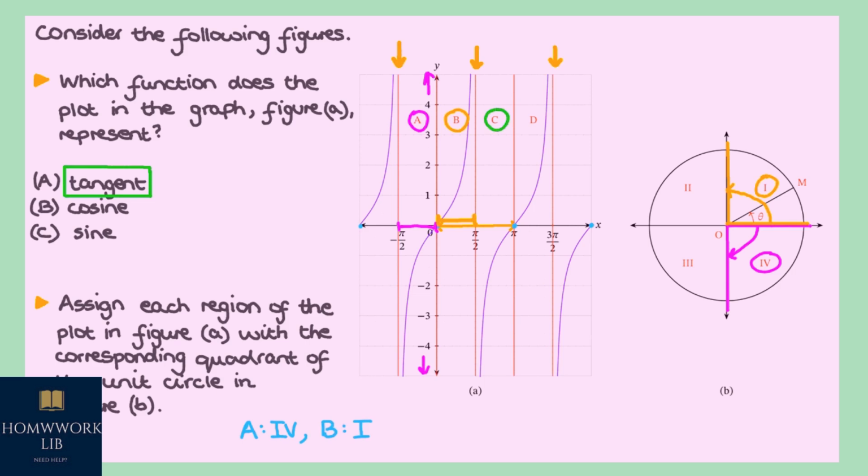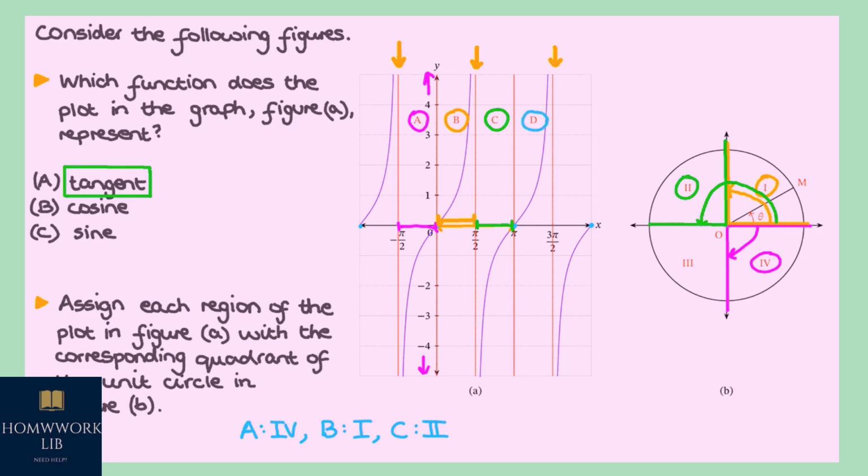Region C next represents angles between pi by 2 and pi radians. An angle of pi by 2 radians, we've already said, would take us to the positive y-axis, and an angle of pi radians represents a half turn in the counterclockwise direction from the positive x-axis, which takes us to the negative x-axis. The angles in region C therefore lie in the second quadrant of the unit circle.